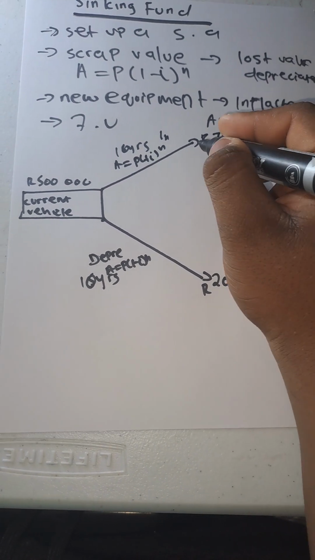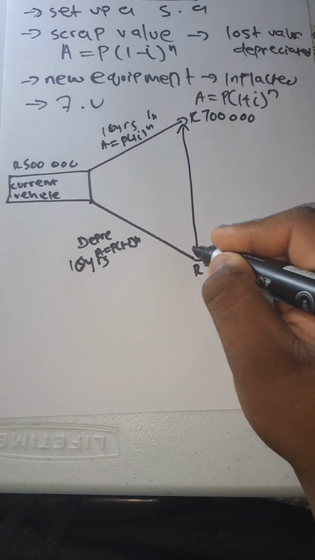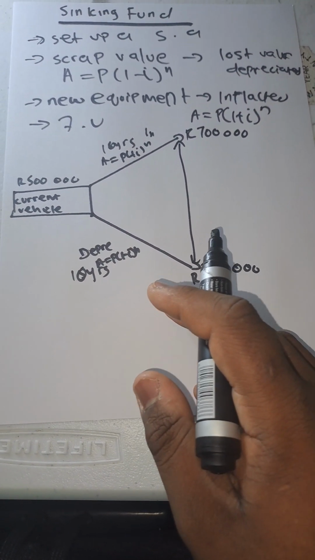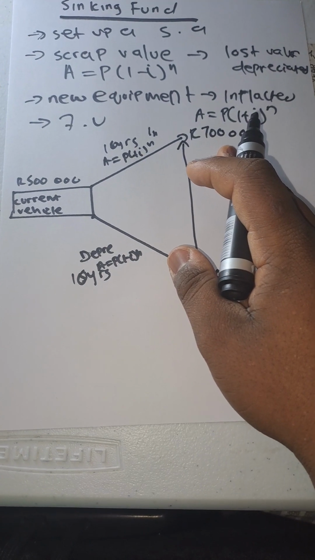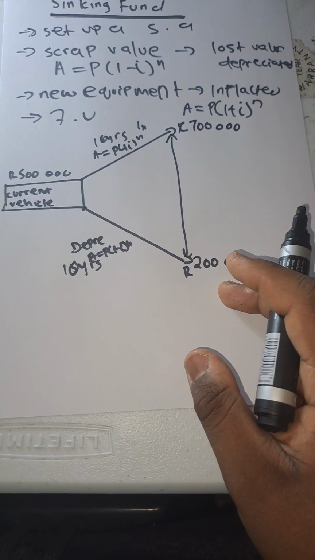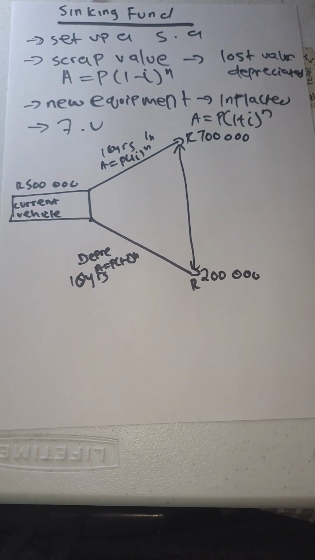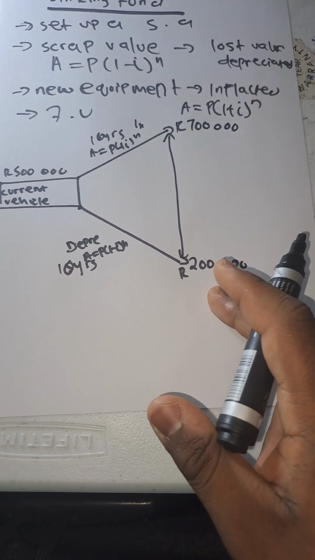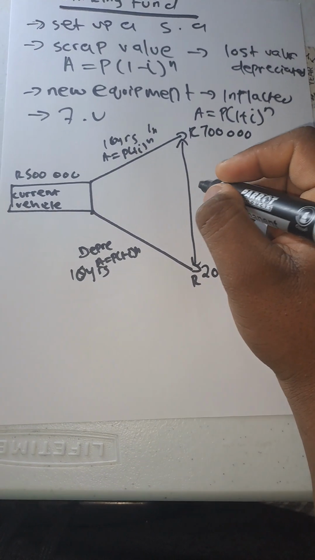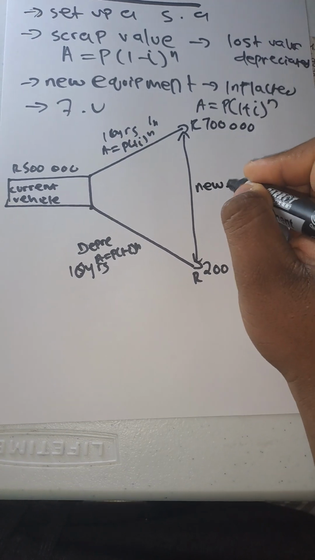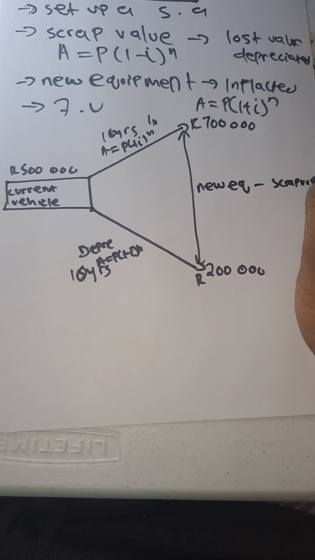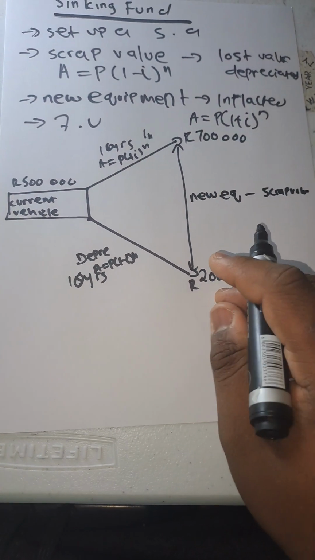So now what are we saying here? Since I know that after 10 years, a brand new Quantum will cost 700,000, and the current Quantum that I'm using will cost 200,000, how much must I add to the amount that I'm going to sell my car for, to buy a new Quantum? This is what we refer to as the sinking fund. It is new equipment minus scrap value. Scrap value is this one.